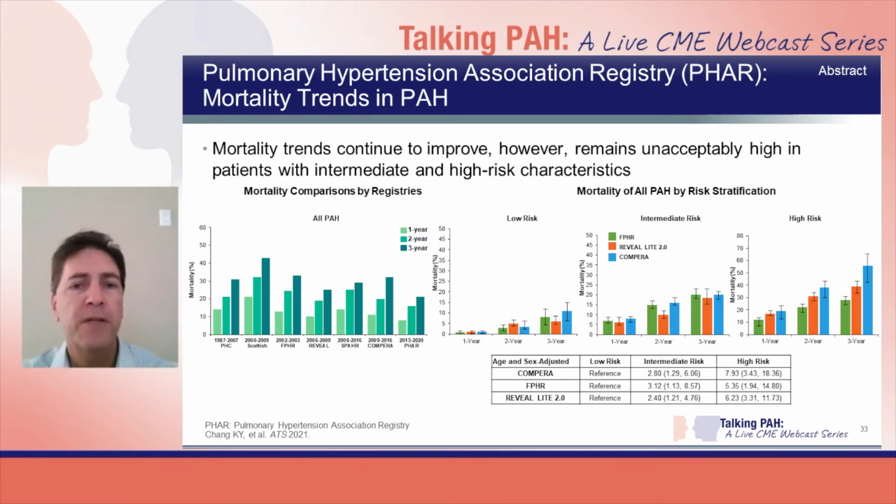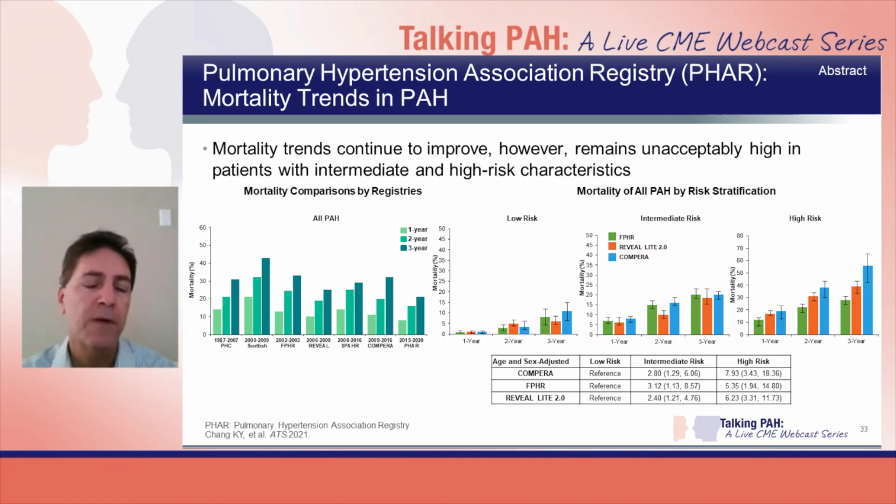In the PH Association registry, the FAR registry, you can look at these mortality trends at 1-year, 2-year, and 3-year based on different registries over time. It doesn't look like much has changed. What we do see, though, is that the low risk, the intermediate, and high risk, based on their 1, 2, and 3-year stratification, does change.